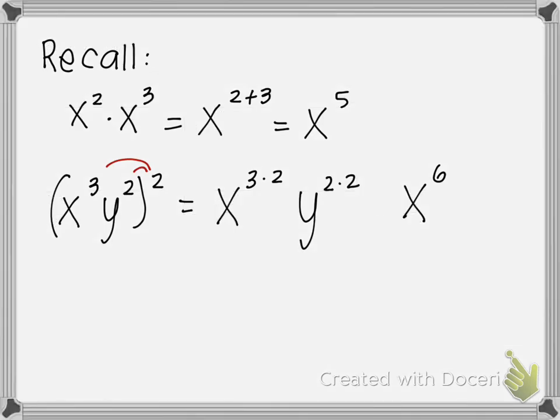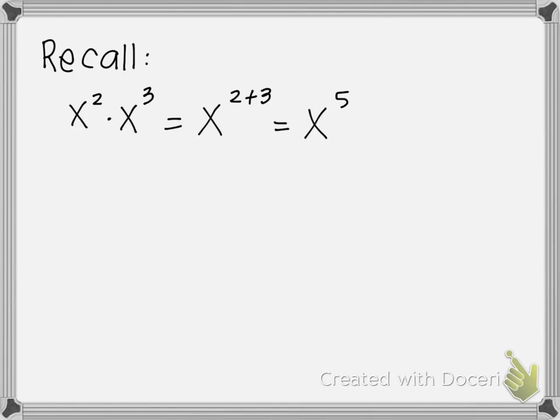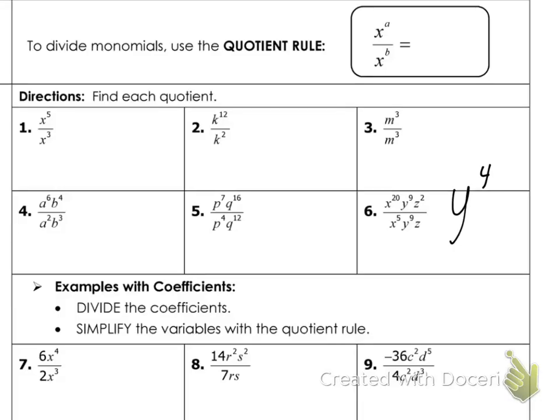Okay, so I just wanted to go over that before going over our new topic, because instead of multiplying, this time we're going to be dividing. Okay, so let's take a look at dividing monomials. To divide monomials, we're going to use the quotient rule.